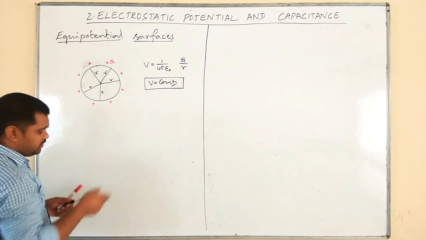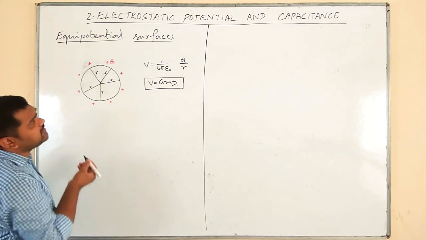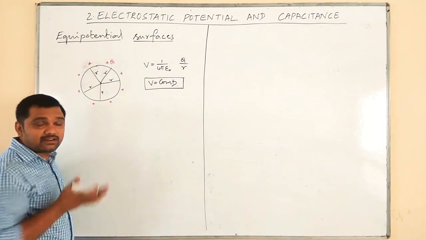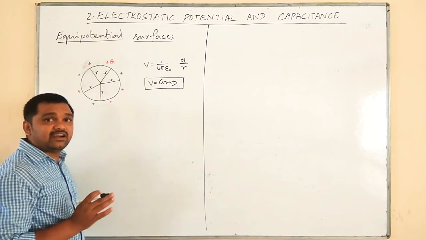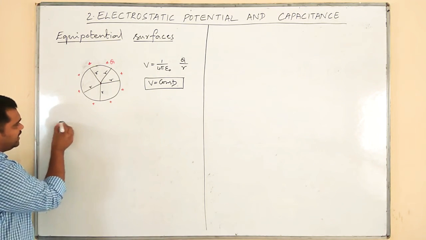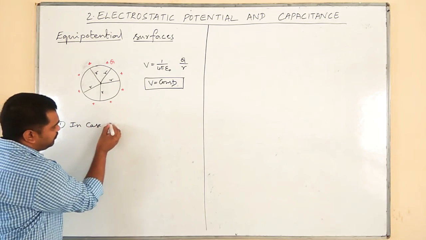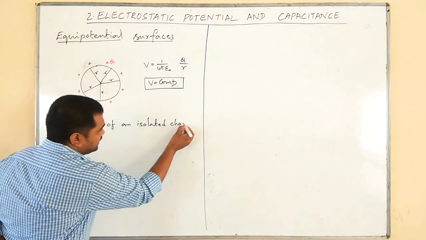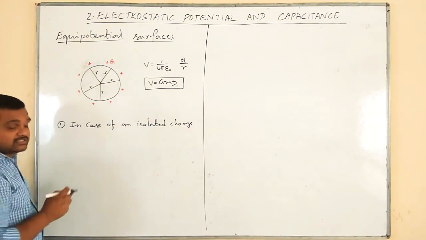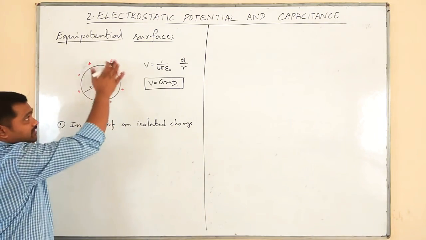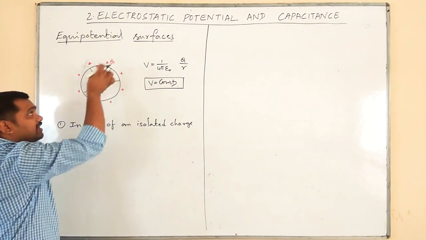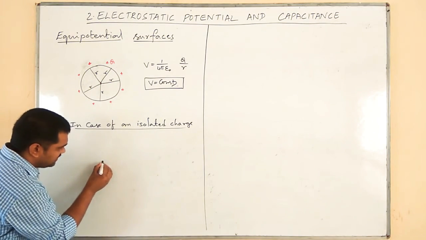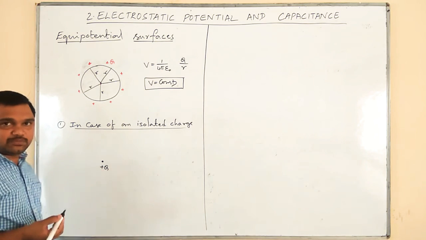Now, let us discuss how these equipotential surfaces look in case of an electric dipole, in case of a uniform electric field, in case of two similar charges and so on. First, in case of an isolated charge. Though the charges are present over the surface of the sphere, here we consider it exactly at the center. So, let us take one isolated positive charge plus Q.